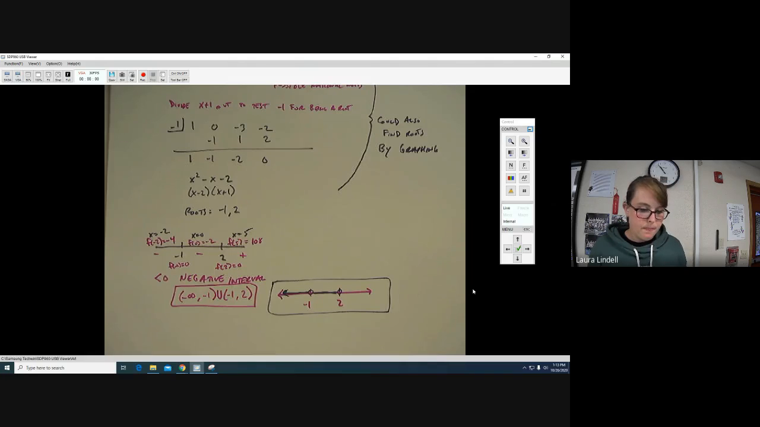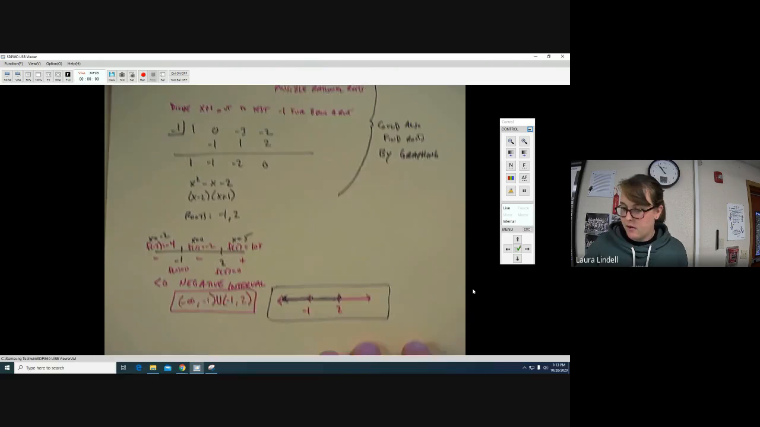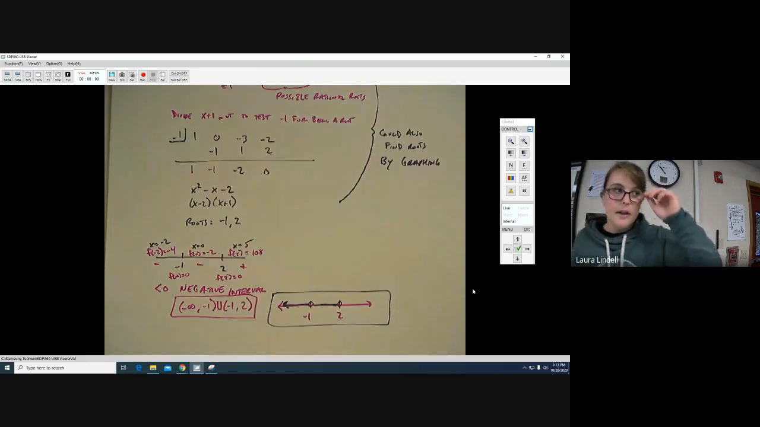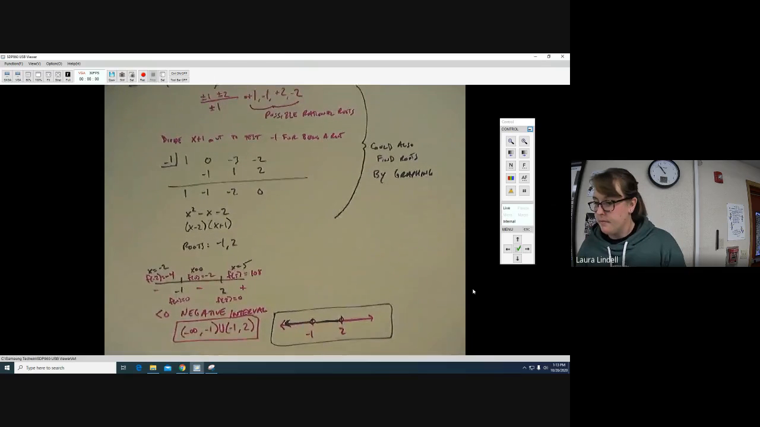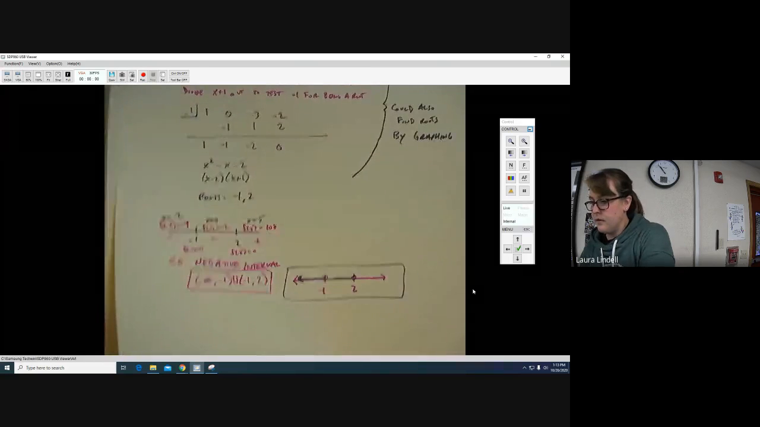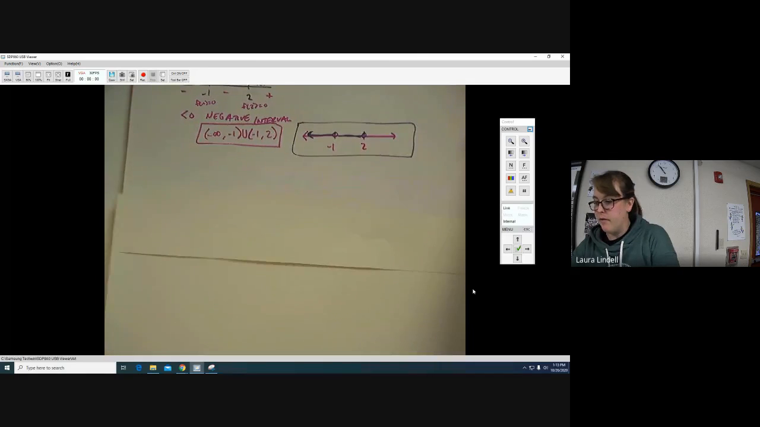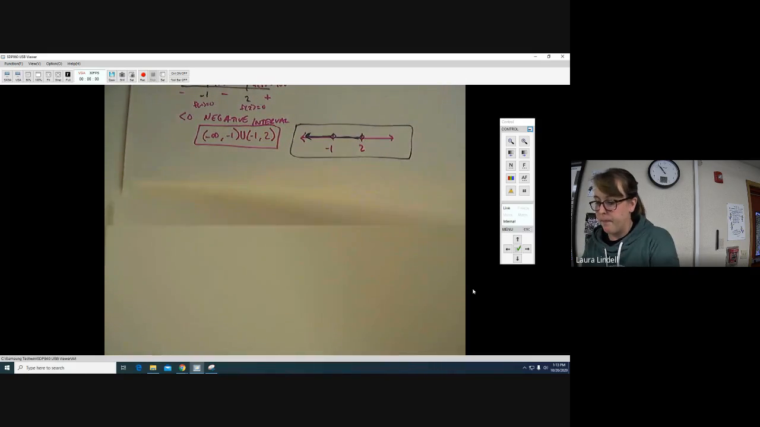Okay. Well, then let's do another one. This one, I'm not going to show all of the dividing out to test roots because that would take a long time. And it's also fairly pointless because we do have graphing capabilities the majority of the time.